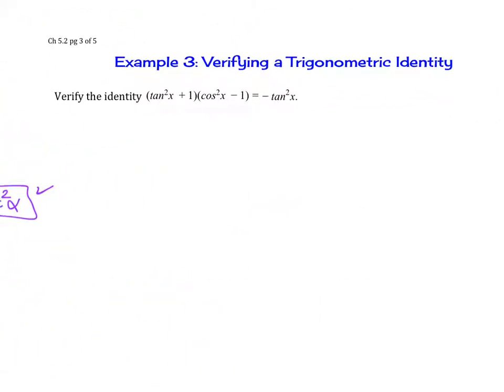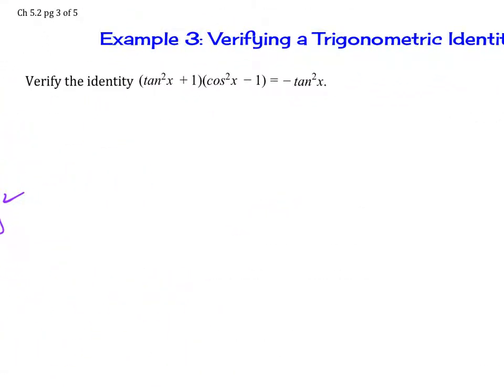Try one more example. Verify the identity tan squared of x plus 1 times cosine squared of x minus 1 equals negative tan squared of x. I don't want to multiply this, so don't go to that right away. This reminds me of 1 plus tangent squared of x equals secant squared of x. Then cosine squared of x minus 1, let's solve for this one. Let's start with cosine squared of x plus sine squared of x equals 1.